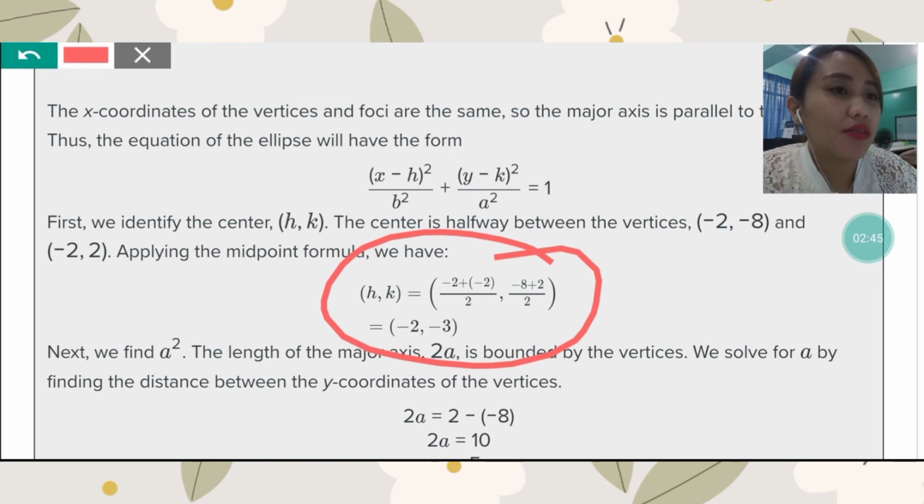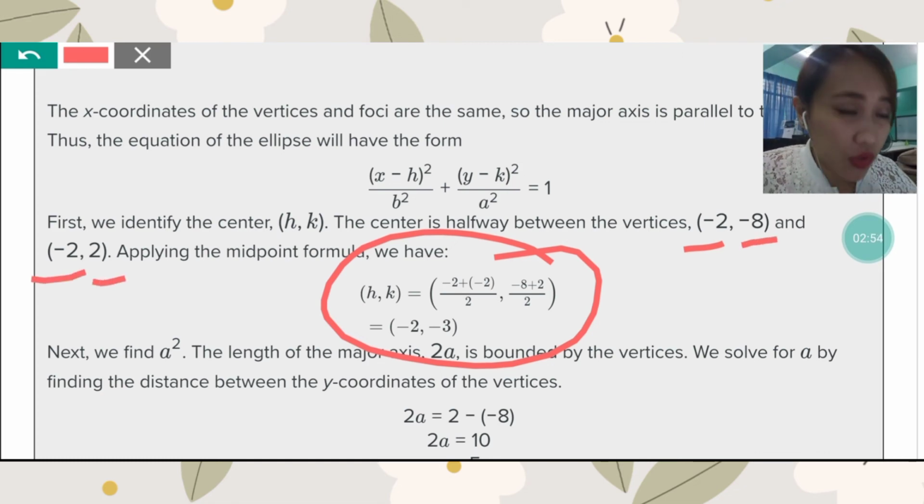We can have this one as our x1, y1, and this one as x2, y2. Substituting, we have (-2 plus -2) over 2, comma, since again these are coordinates, then (-8 plus 2) over 2. So solving, -2 plus -2.